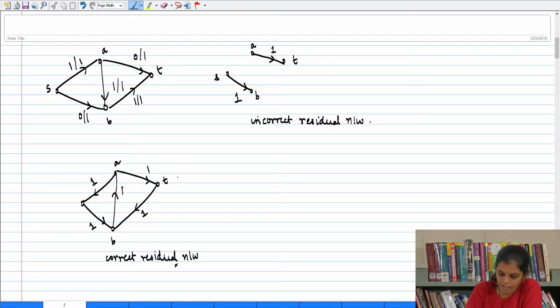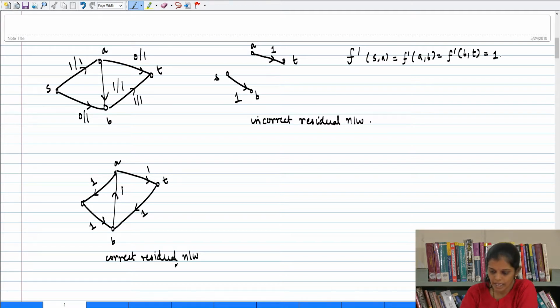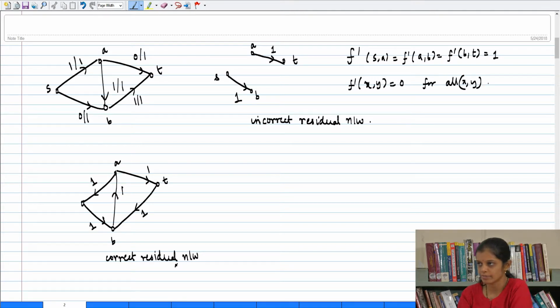And now remember, this flow was what we called our flow F prime. When I write F prime, you should also write F prime of SA equal to 1, F prime of AB equal to 1, F prime of BT equal to 1, and F prime of everything else xy is equal to 0 for all xy. So this is the way F prime is defined.